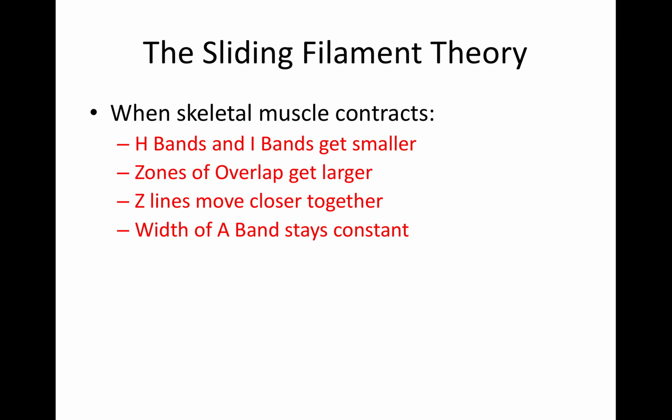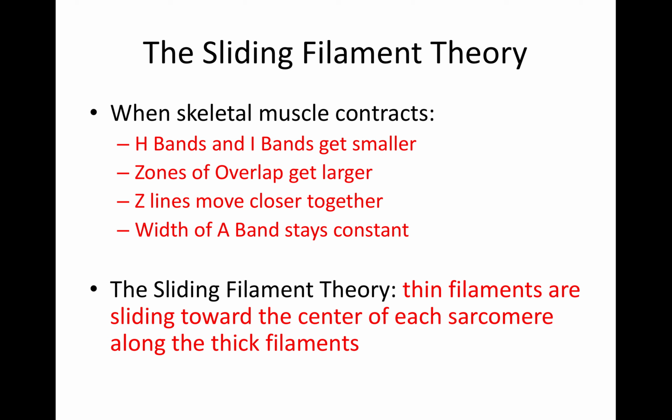So we call when a muscle contracts the sliding filament theory, and what happens to the different regions of our sarcomere when our muscle contracts is the H and the I bands get smaller. The zone of overlap, where the thick and thin filaments are together, gets larger. The Z lines move closer together. It's kind of like when you crush an accordion in to make sound. But the width of the A band is always going to stay constant.